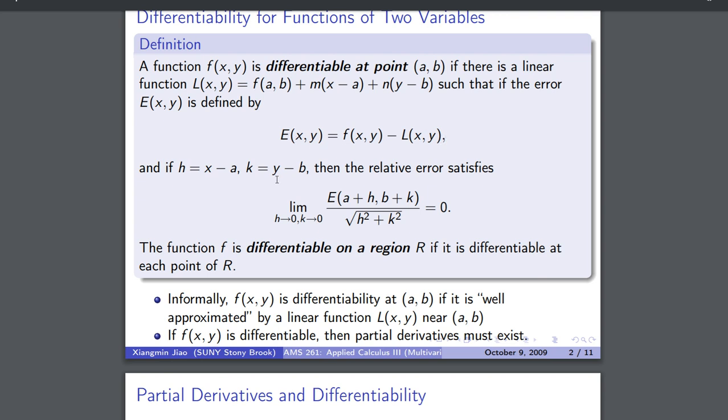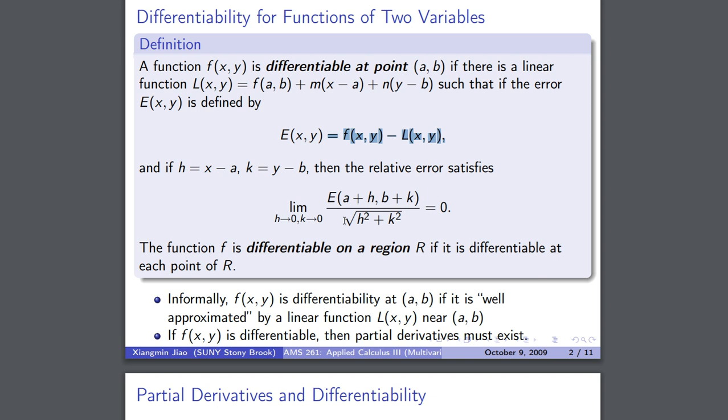And now the error dividing the square root of h squared plus k squared has to be 0. Or as I say, if there is no error when we subtract the linear function and our function, if there is no error. If there is an error, the function is not differentiable, okay? So the function f is differentiable on the region R if it is differentiable at each point of R, okay?